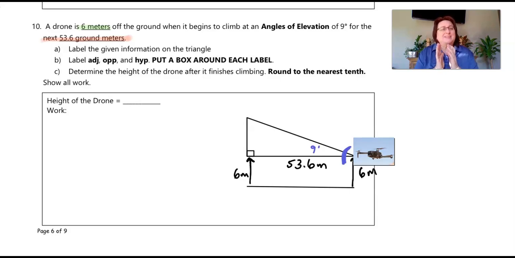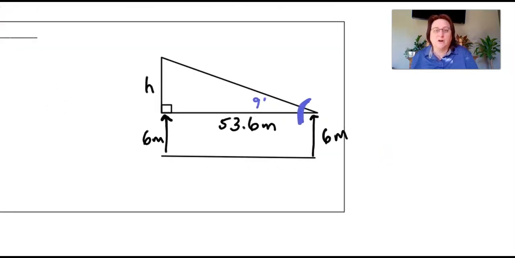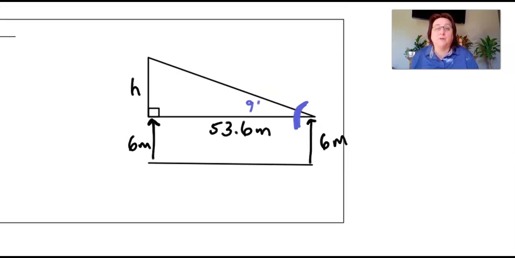Okay, and it says determine the height of the drone when it finishes climbing, because it's going to start climbing here and it's going to climb at 9 degrees and go 53.6 meters. So we want to determine what is the total height over here when the drone reaches this point. Okay, so I'm going to zoom in just on our triangle and we're going to label it.